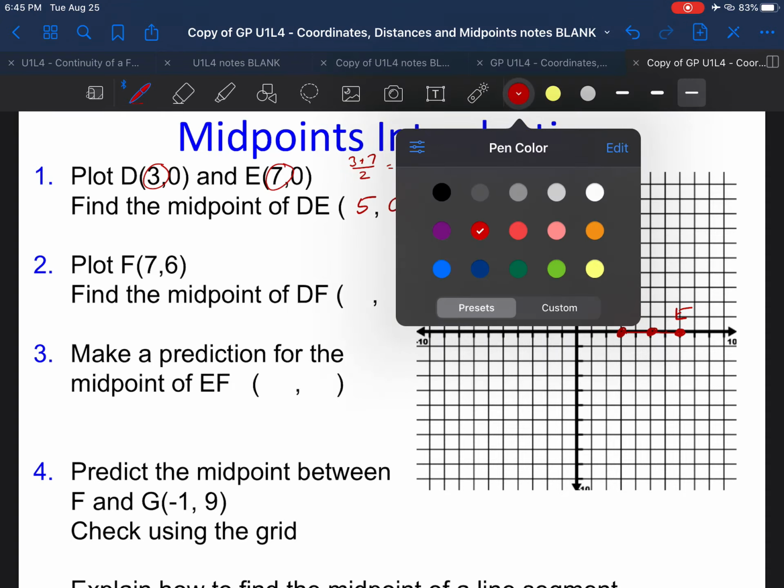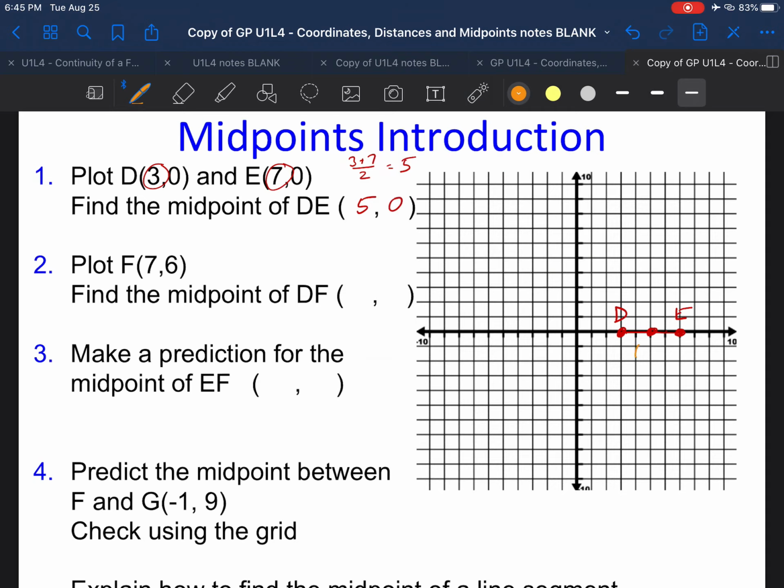Okay, so this point, I'll label it with a different color. Now I'm going to start going color crazy. Sorry, guys. So that's 5, 0. That's the middle. If we now plot point F and we say it's at 7, 6, well, E was 7, 0. So to get point F, I just need to go 6 up from there. I'm going to stay with the red. So I'm going to go 6 up. So 1, 2, that's 3, 4, 5, that's 6. Okay, so that is the point F.